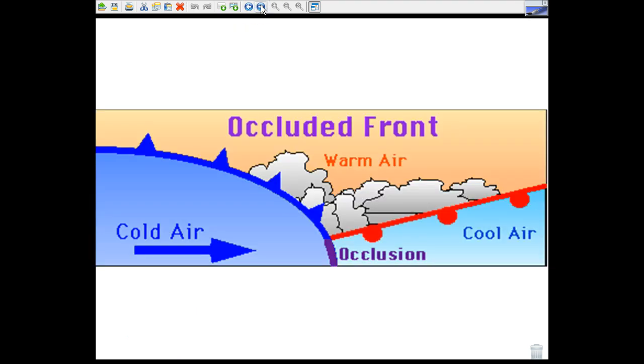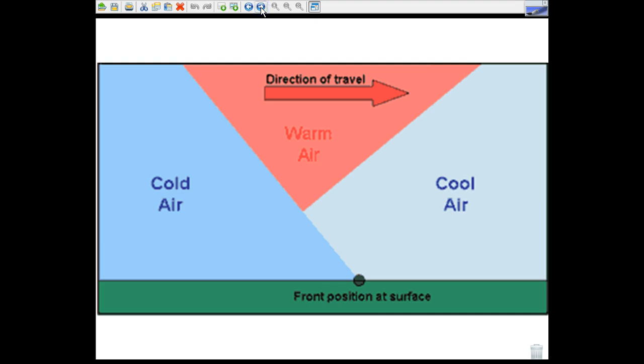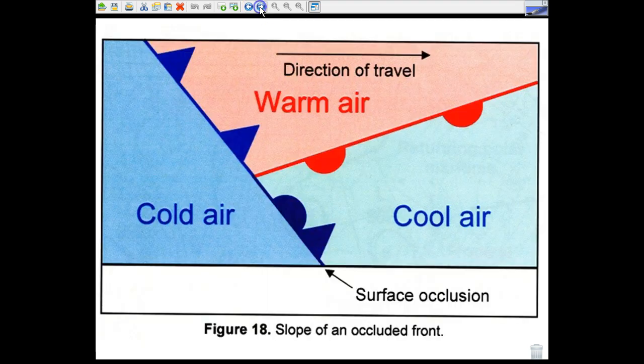A couple of various diagrams of it. Occluded front, warm air is cut off from the ground. Here's the occlusion happening. Here you would get kind of like the precipitation pattern of a cold front, heavy rain. Over here you'd get that kind of spread out rain, kind of like the warm front part. When the occlusion first happens, that's when you get that heavy downpour. Here we have cold air, warm air. Therefore it's occluded because the warm air is cut off from the ground.